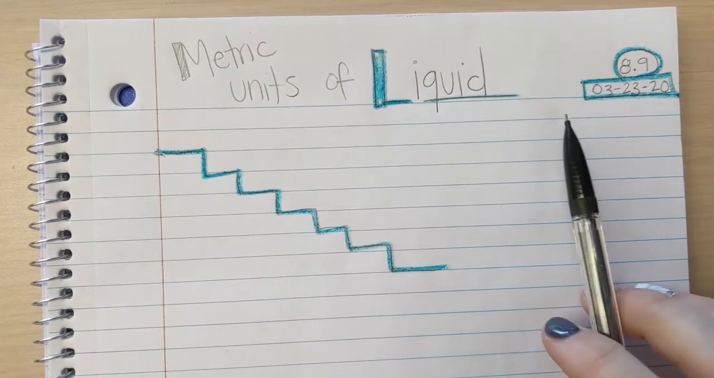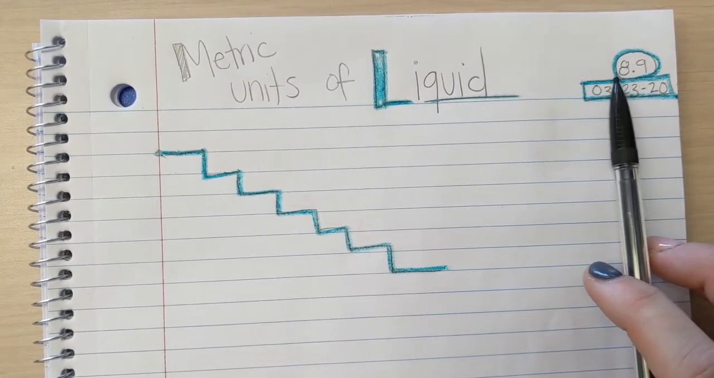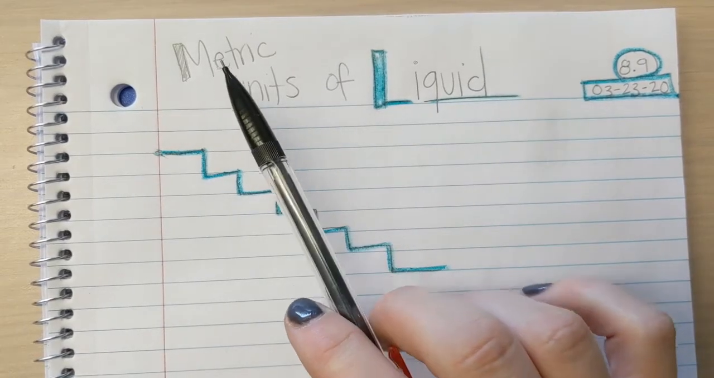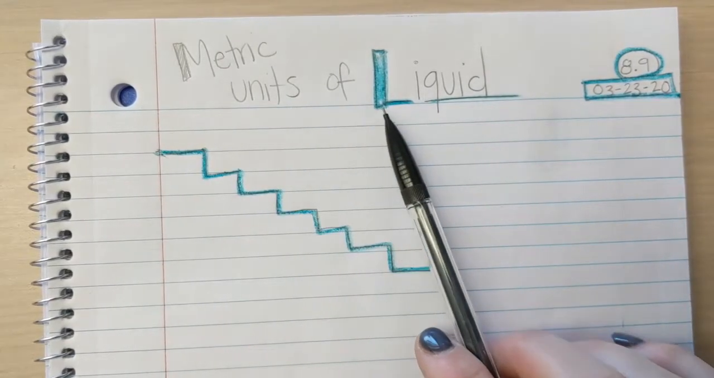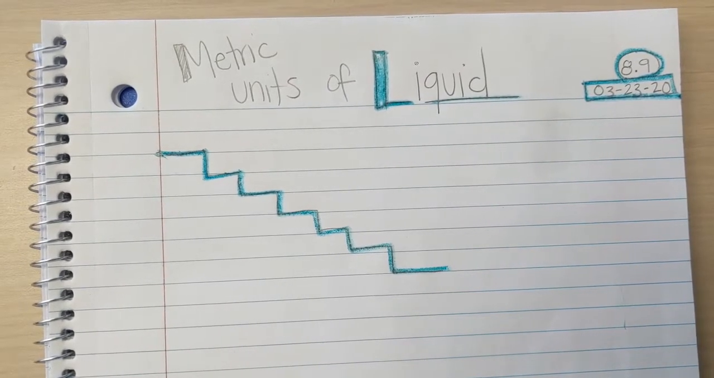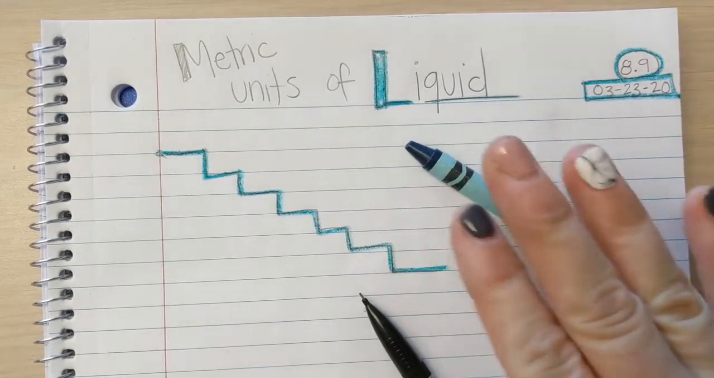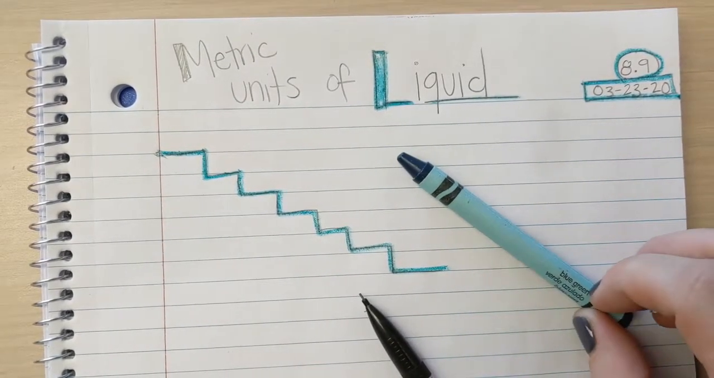Okay, today's math lesson is for Monday, March 23rd. It's lesson 8.9, and we're talking about metric units of liquid. Go ahead and pause the video if you need some time to find this blue, green, or aqua color. Remember, if you don't have this exact color, just find something similar.